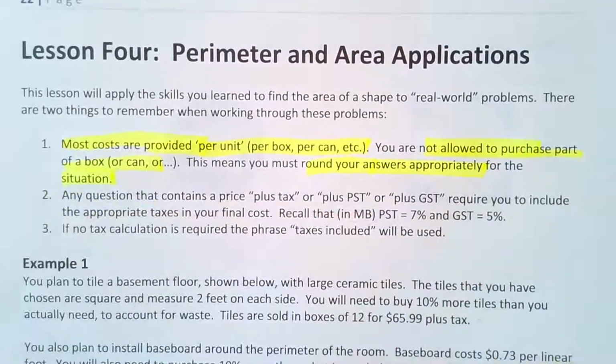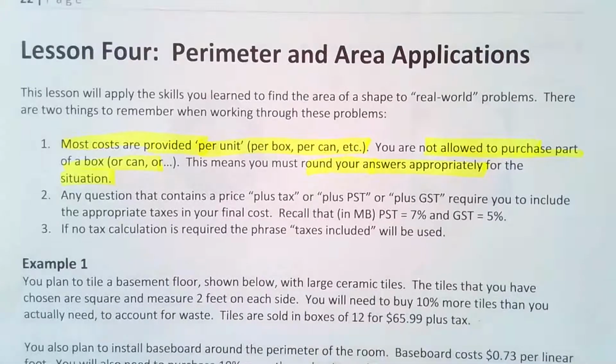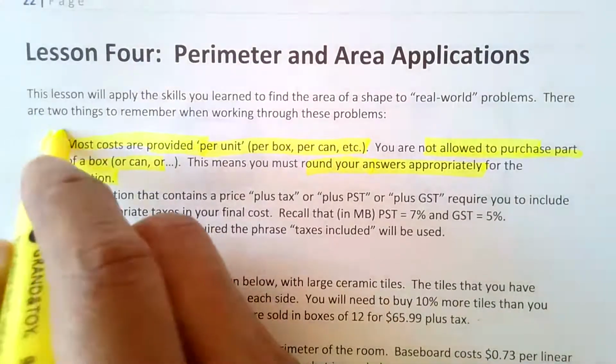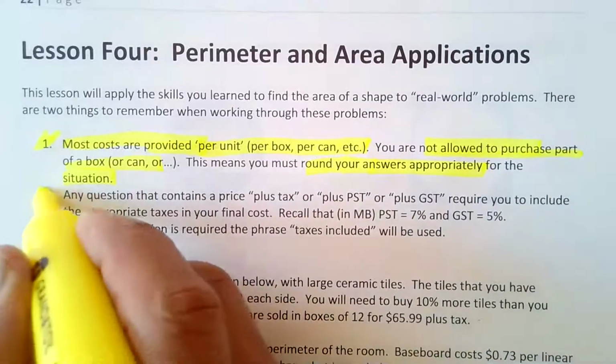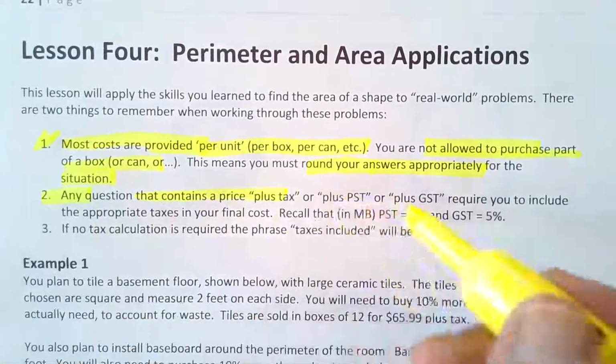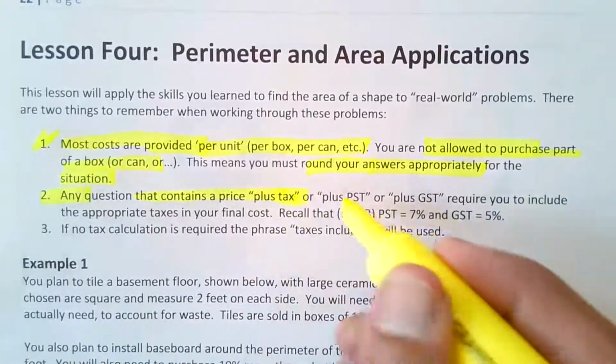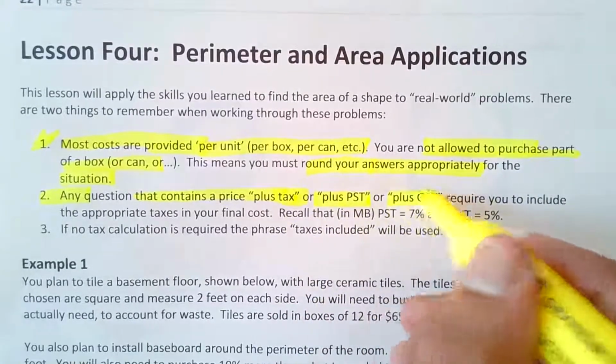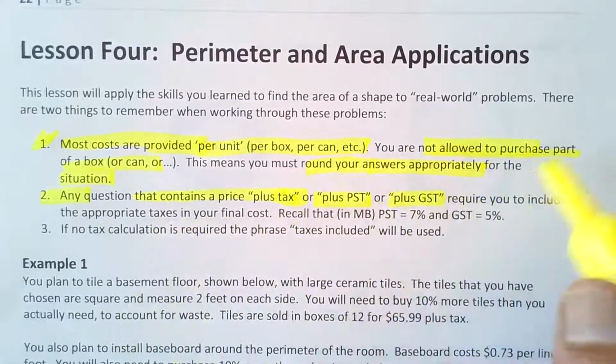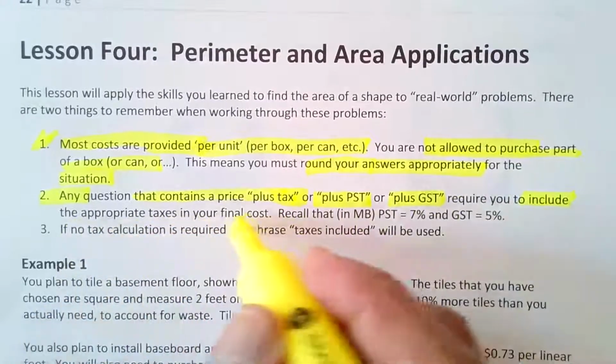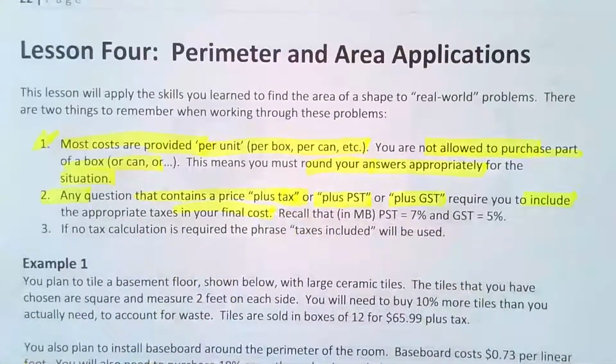So if, for example, you have 1.3 cans of paint, you have to round up, because you cannot just buy 1 can of paint, since you'll be short by 0.3 or whatever fraction it is. That's number 1 to know. Number 2, any question that contains the price plus tax, or plus PST or plus GST, you have to include it. In other words, you have to calculate it in your final cost.